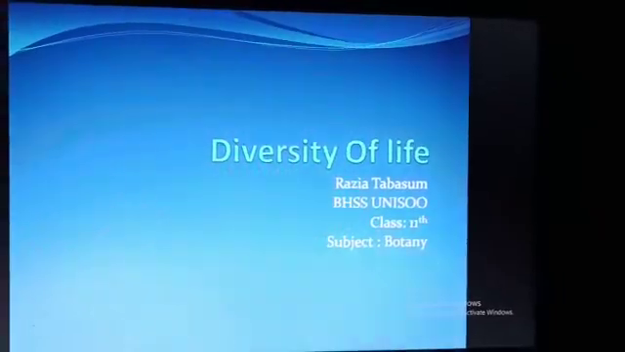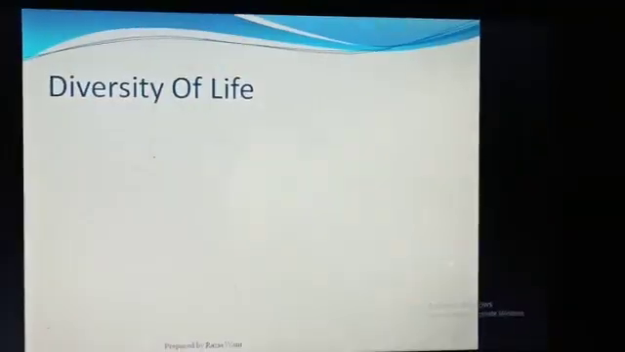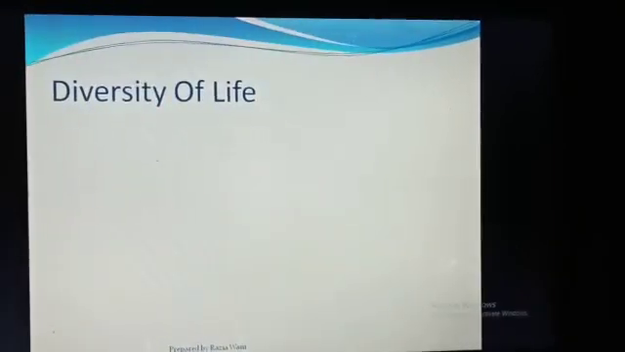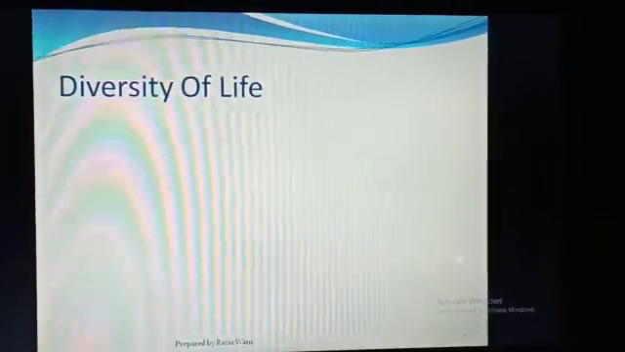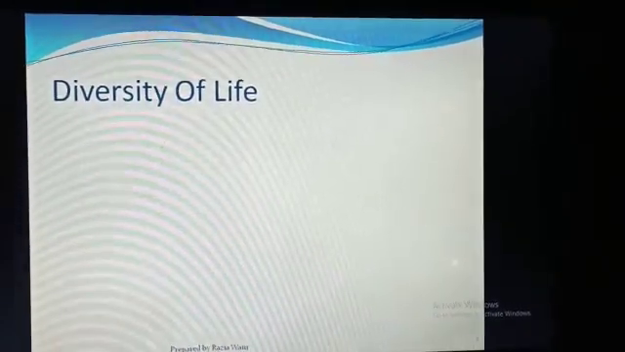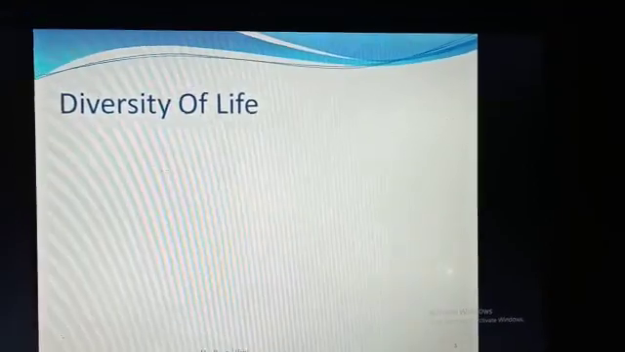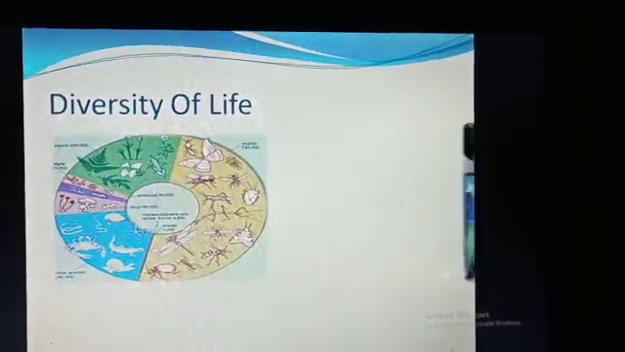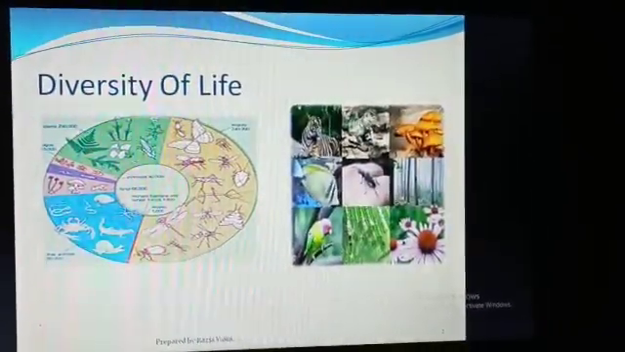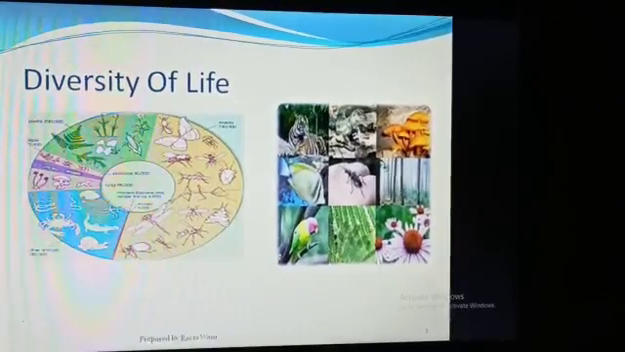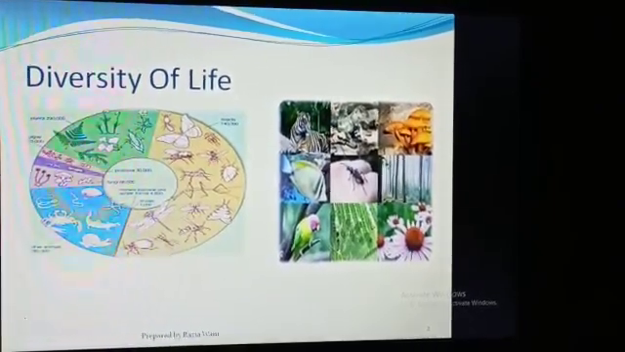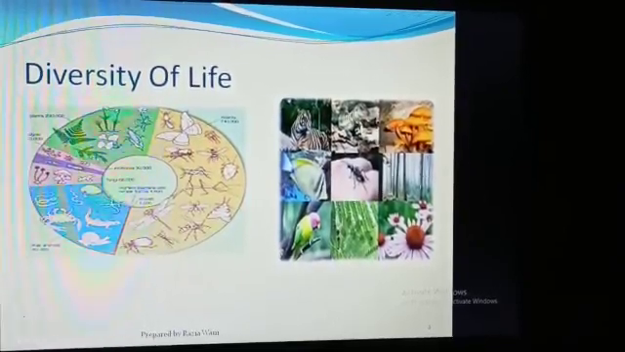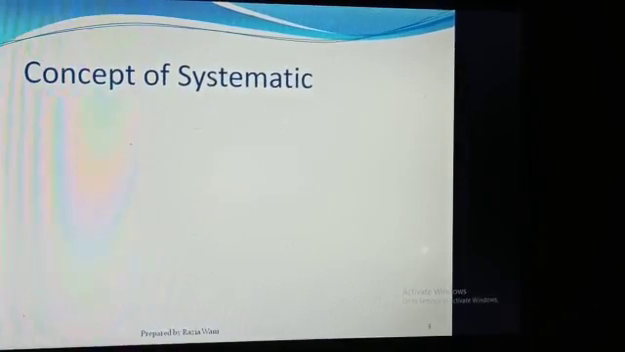Today our topic is diversity of life. Diversity of life means variety of living forms. We have to study these life forms that are present on earth, but we cannot study them one by one. To study them in a systematic manner, first you will see in this diagram the diversity of life forms, different varieties of life that are present on the earth. So there is a need to study them in a systematic manner. There comes the concept of systematics.